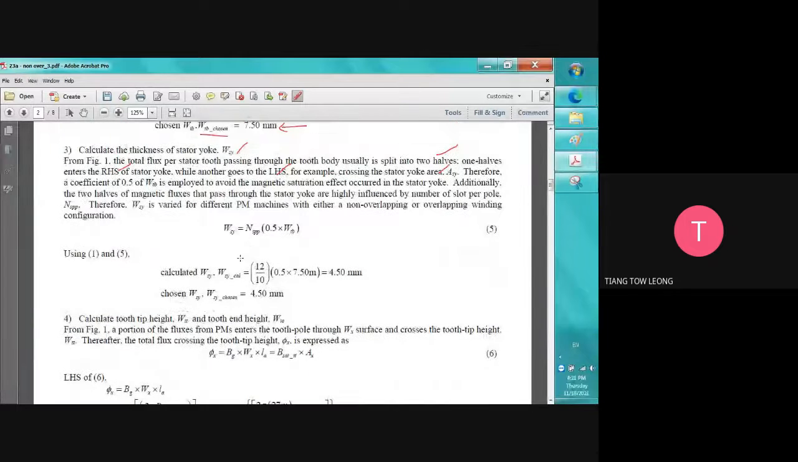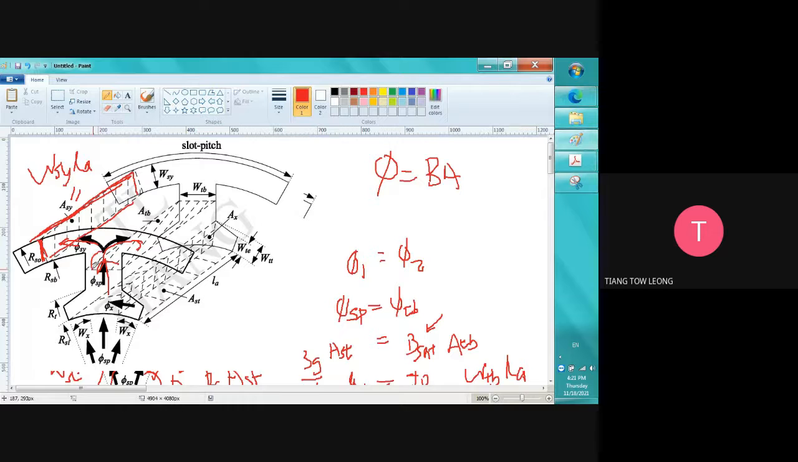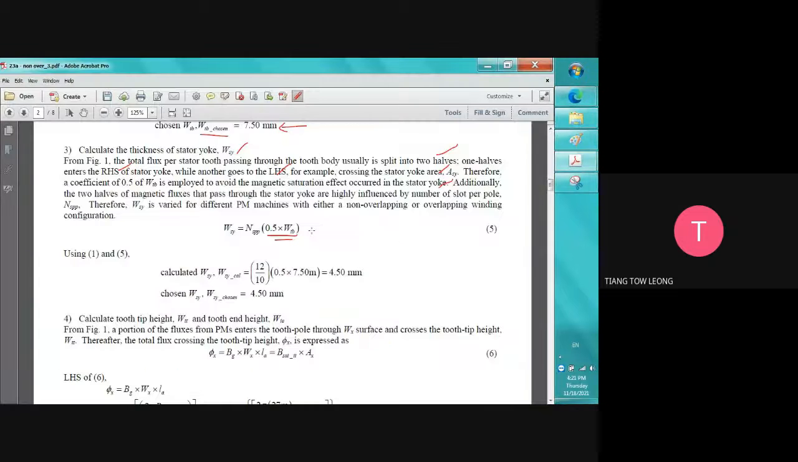Let me finish this one first. Therefore, a coefficient of 0.5 of WTB is employed to avoid the magnetic saturation effect occurring at the stator yoke. So we will just use 0.5 times WTB, because all the flux here will be split by 2. All the flux gives us WTB, and then half of the flux will flow through here. So we just use this area as 0.5 times WTB, just a coefficient.